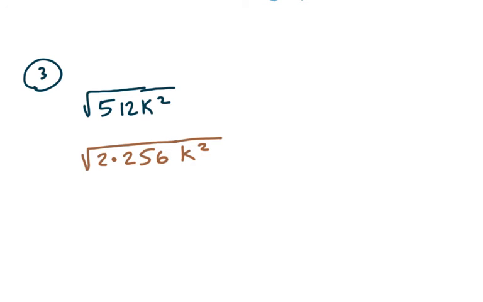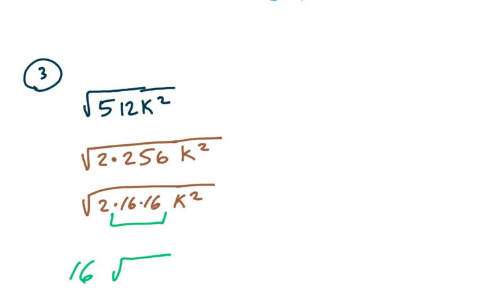Now, you hear hesitation and pause in my voice, and that's because I know what 256 breaks down to. 256 is 16 times 16. And so because 16 is there, I can directly yank out 16, and I'm left with 2k squared.